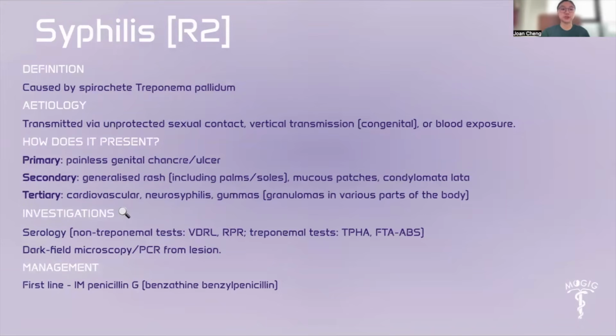Some investigations to do would be serology. So you've got your VDRL, RPR. Those are the screening tests. And once that is positive, you can go for your TPHA and FTA test. You can also do a PCR swab from the lesion. And the first line management for syphilis is IM penicillin G.